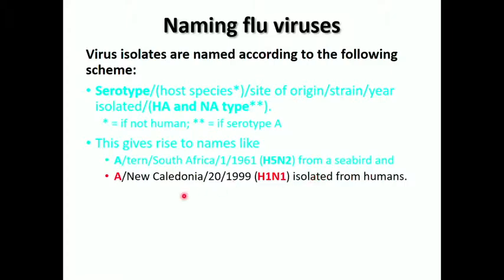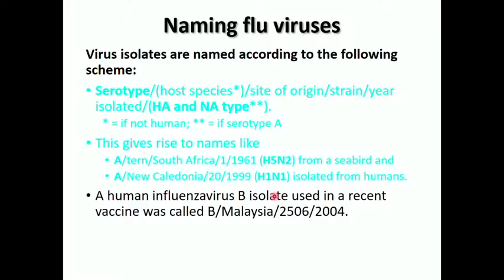Then A. New Caledonia, 1999. This is the 20th isolate of virus from New Caledonia. It's a subtype A, and it's H1N1. So when you see a virus name that looks something like that, you have an idea that it tells you both what kind of virus it is, influenza A or B, where it came from, when it came from, and the exact H and N values. So a B isolate, for example, because there's only 2 variants of these, was just called B Malaysia 2004.